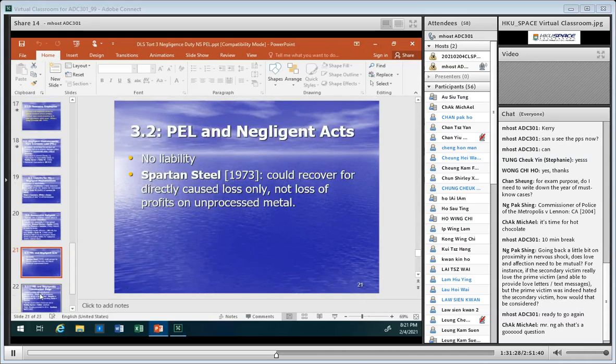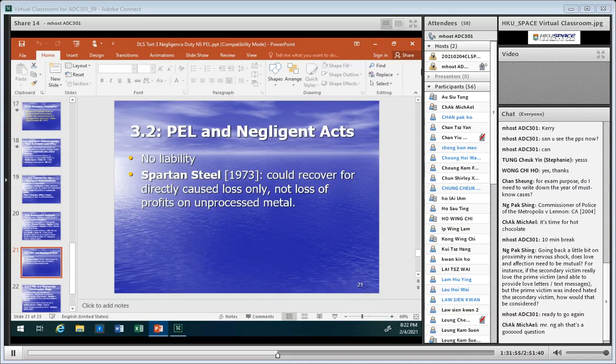So pure economic loss and negligent acts. Remember, Hedley Byrne v Heller is a case of negligent words. Okay. And what about pure economic loss and negligent acts? Normally there's no liability. Usually that's the case. Okay. But it's an interesting case, Spartan Steel. This is should know, not really must know.